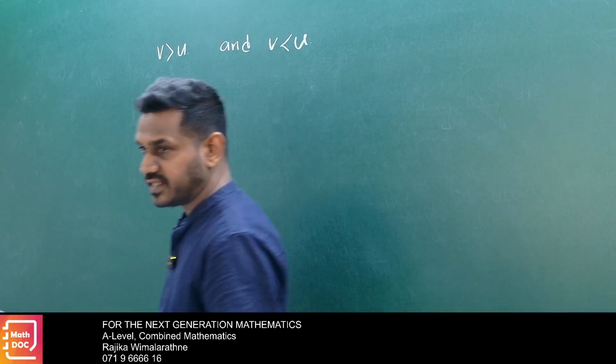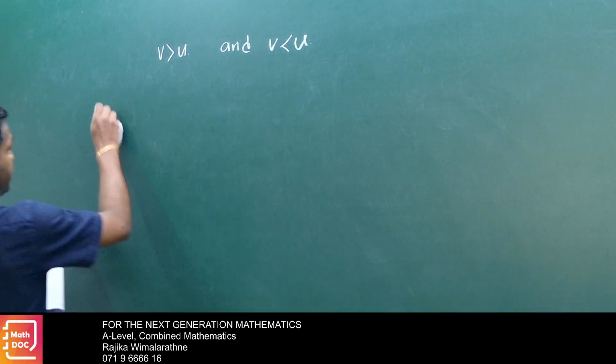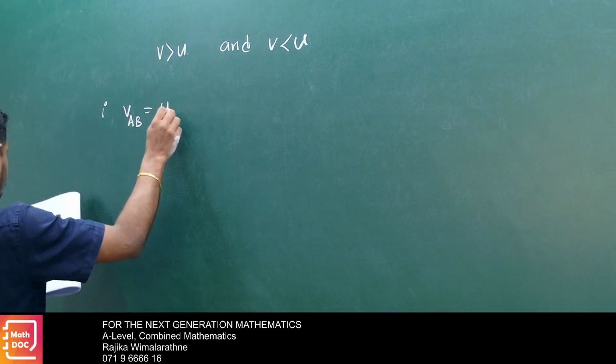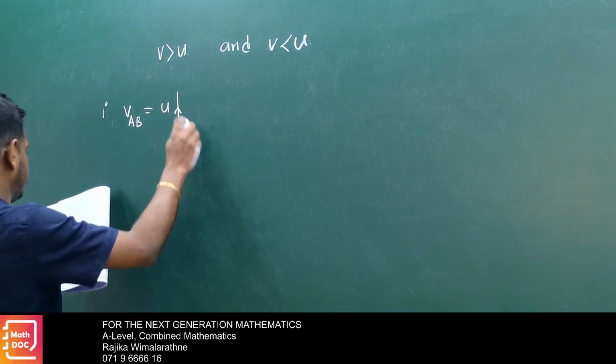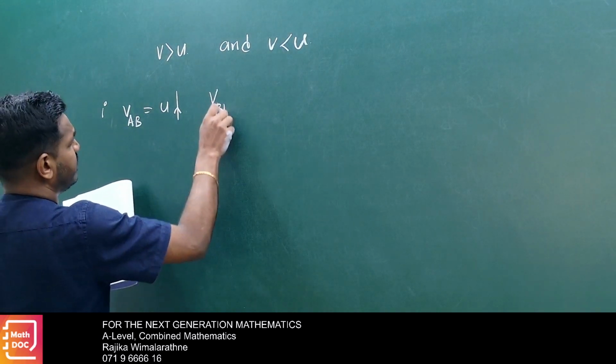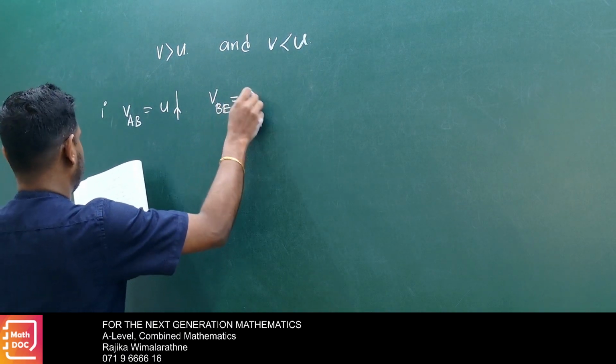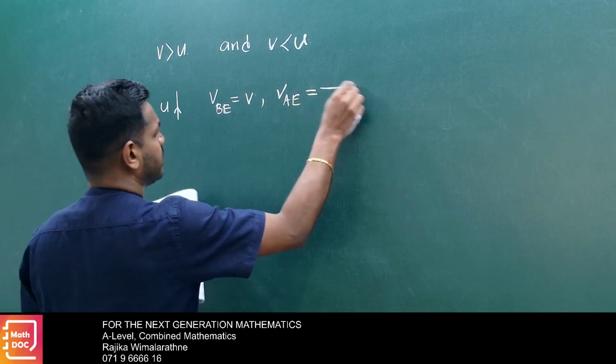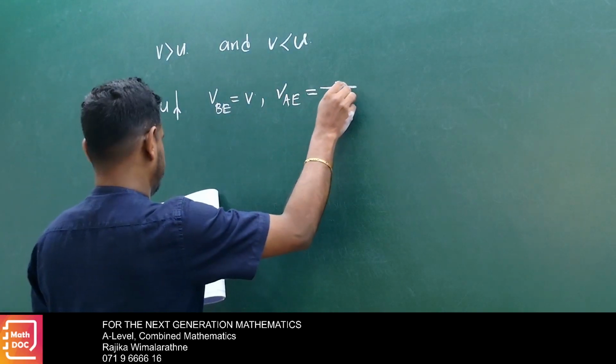Okay, now see this one clearly. Here first one, VAB is U, upward. VBE, VAE, here it is.